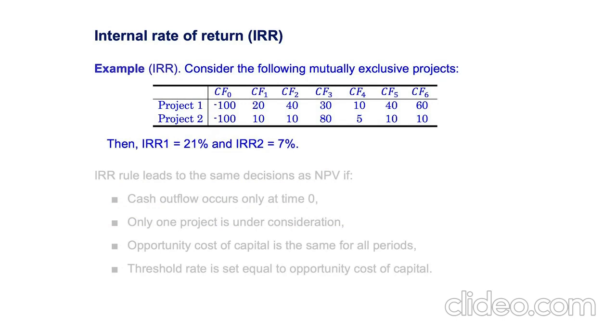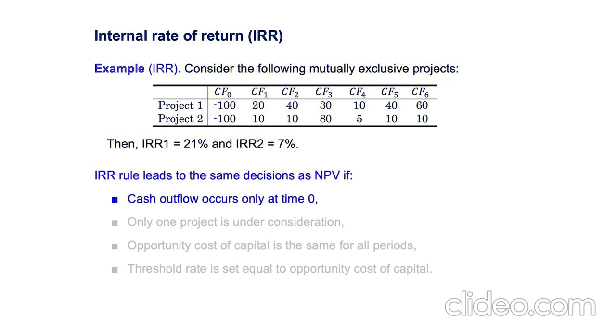Again, consider two projects, 1 and 2, with cash flows given in the table on the slide. These are the same two projects considered for the payback rule. We can find their IRRs through numerical solutions. As it turns out, Project 1 has an IRR of 21% and Project 2 has an IRR of 7%. At a hurdle rate of 10%, say, only Project 1 will be accepted. This is the same choice as from the NPV rule as we saw earlier.